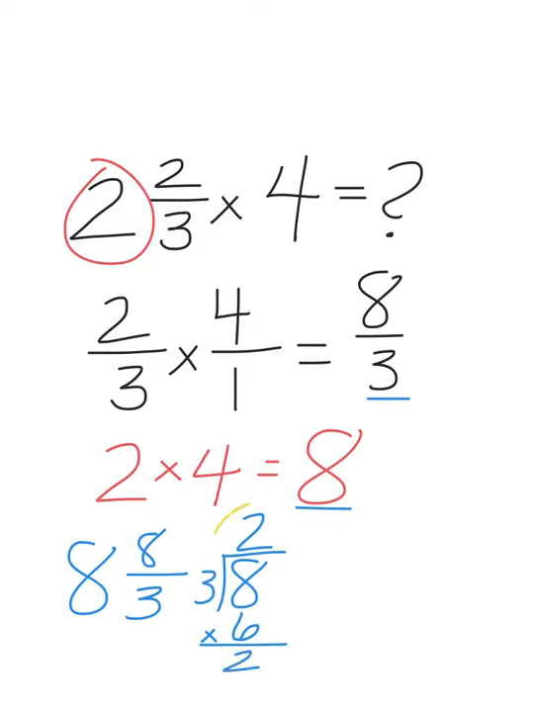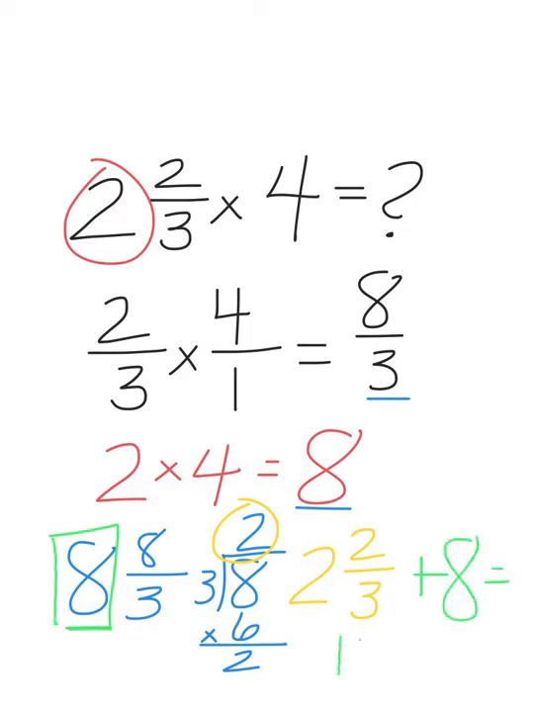So this gets turned into 2 2/3, and if you remember from a little bit earlier in the year, now we can put that with our whole number. So we have 2 2/3 plus that 8 whole that we had from earlier. So our total would be 10 2/3.